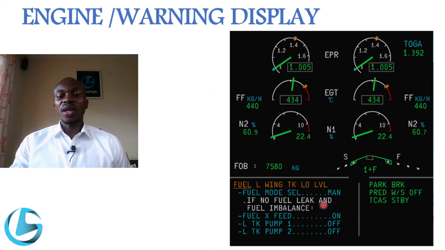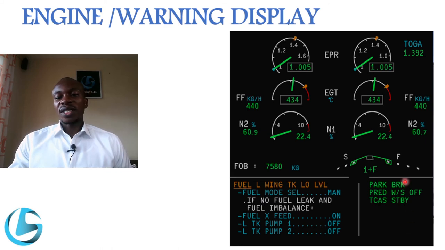Remember, we've said, in addition to the normal information that was previously being displayed on analog instruments, the modern glass cockpit also gives information such as checklists and operational information and malfunctions. So most of this information is displayed here, as you can see on this list. Like for this example, we have fuel, left wing tank, low level.